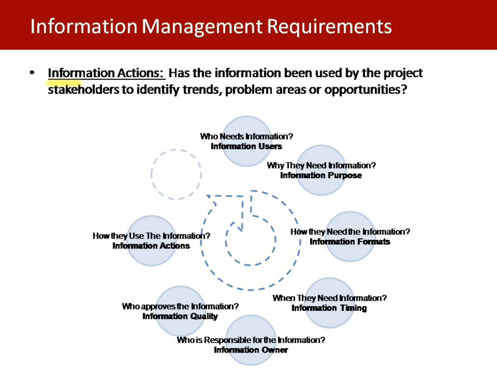The other element is information actions. And the idea is that if the information has been used by the project stakeholders to identify either trends, problems, or areas of opportunities, it's related to the purpose. Action means what has the information been used for? Has it really met its purpose? So in terms of requirements, it's important to understand after the fact, after the information has been delivered, to provide an element of feedback to know what actions have come out of the decisions from the information.